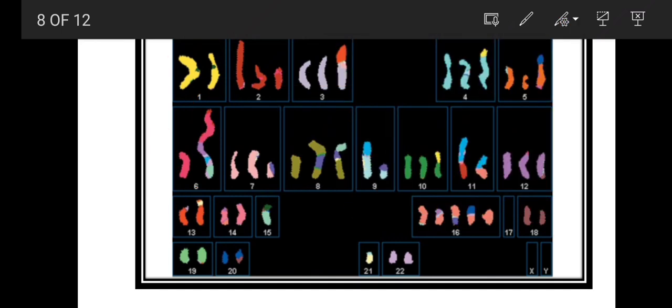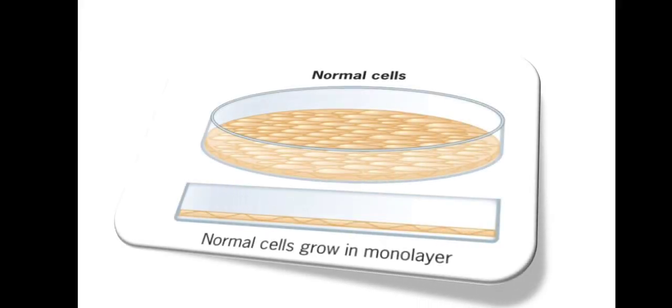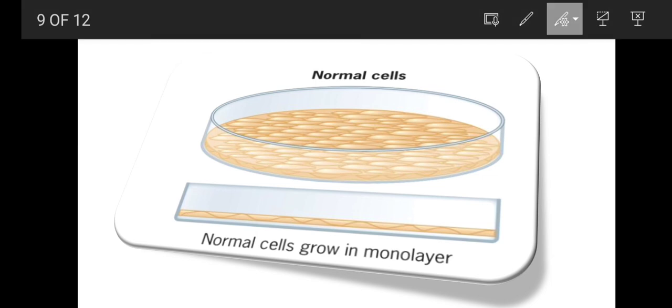Now let us see. We can see that the normal cells typically grow in a culture dish. So here we have this culture dish. They will grow until they cover the surface as a monolayer. So here are the normal cells and they grow in the monolayer.